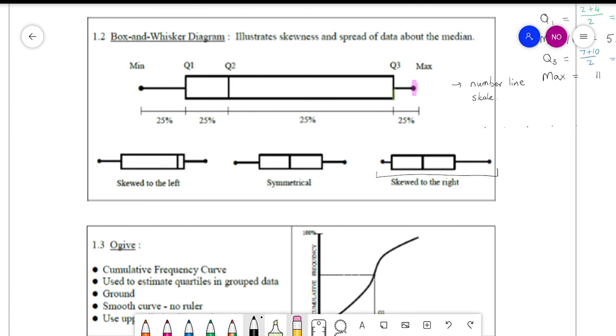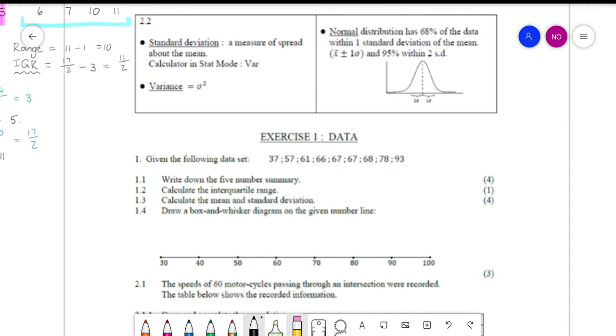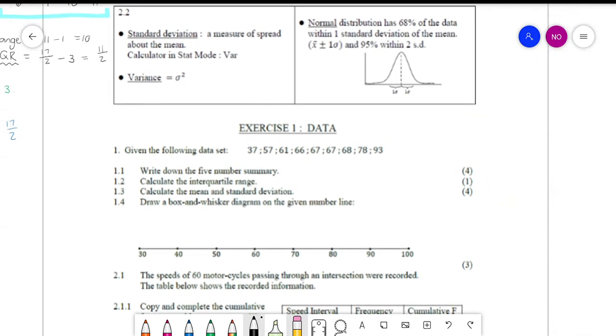Okay, I'm going to stop this video now and then first attempt to do number 1.1 and 1.2, and then I'm going to start a new video to do the mean and the standard deviation, and then we can get to 1.3 and 1.4.